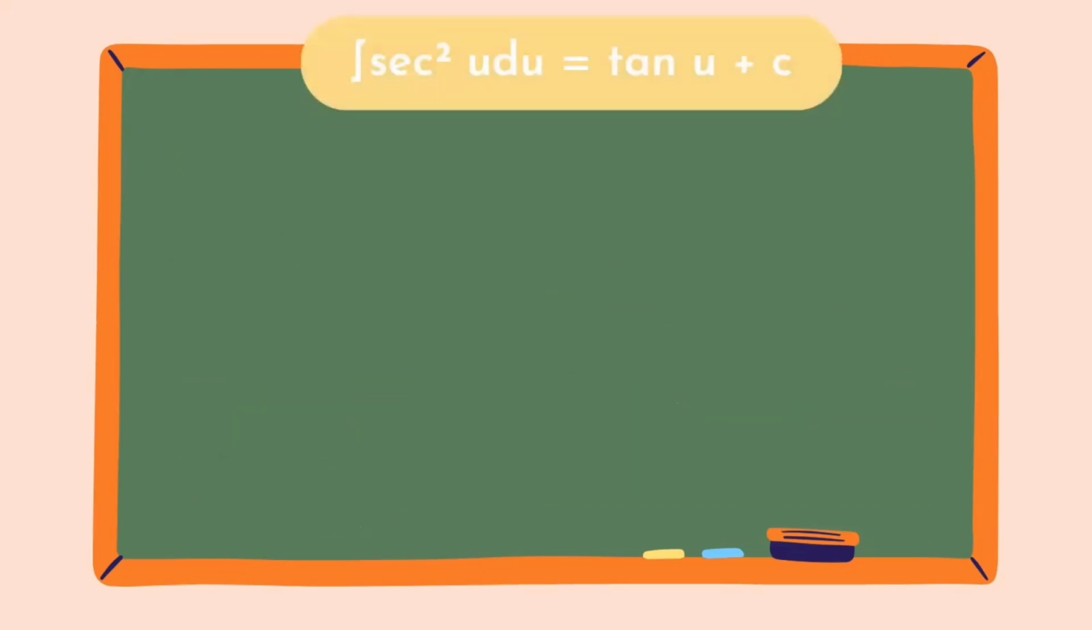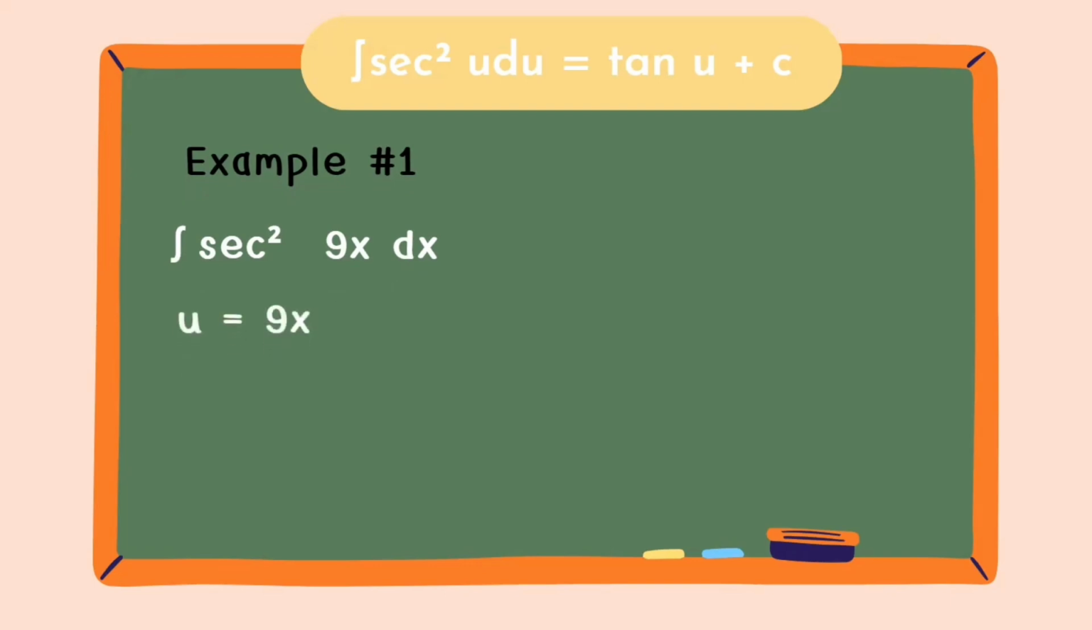Formula number 3. The integral of secant squared u du is equal to tan u plus c. Example number 1. Evaluate the integral of secant squared 9x dx. Ang una natin gagawin ay hahanapin natin ang value ng u, which is u is equal to 9x. Next step is i-identify natin ang value ng du, which is 9 dx. And i-divide natin ang value ng du to itself and magiging 9 divided by 9 siya. After that, ika-cancel natin ang same existing coefficient.